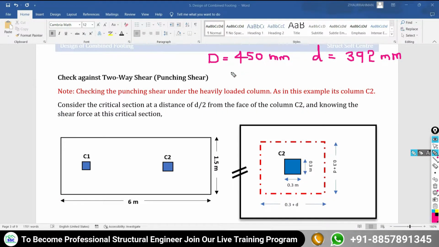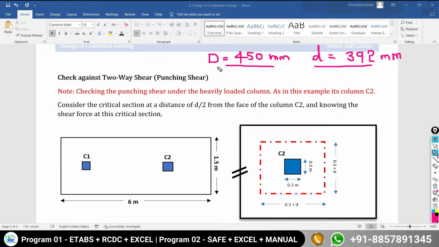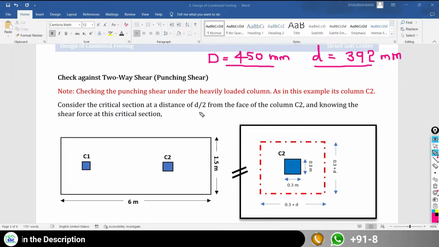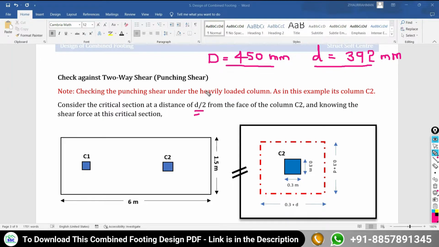Now after deciding the overall depth of foundation as 450 mm, or in another way the effective depth as 392 mm, based on the flexural criteria, we have to check this provided depth against the punching shear check as per IS 456-2000. For that, we have to consider the critical section at a distance of d/2 from the face of your column. But the problem here is this.